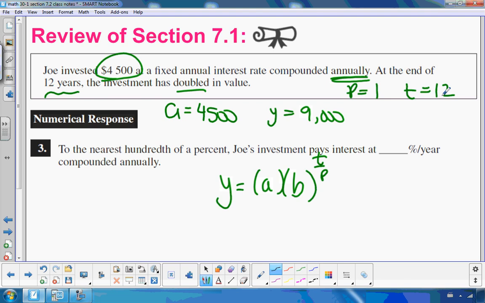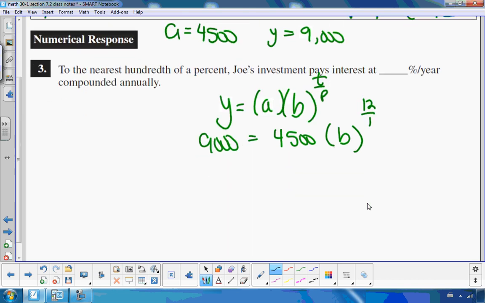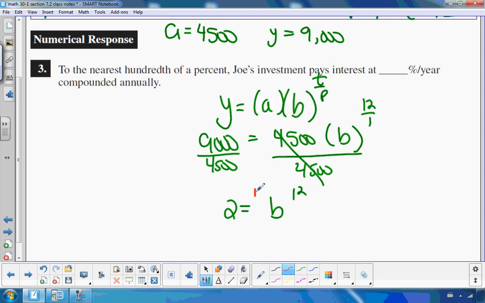And in this one, we're going to be solving for the base. So end value equals initial value times the base to the exponent T over P. Okay, so I'm going to divide both sides by 4,500. And I'm going to get 2 because 9,000 is double. B to the 12 divided by 1 is just 12. So I have B to the exponent of 12, and I want to solve for that. So to do that, I'm going to take the 12th root. So take the 12th root of 2.